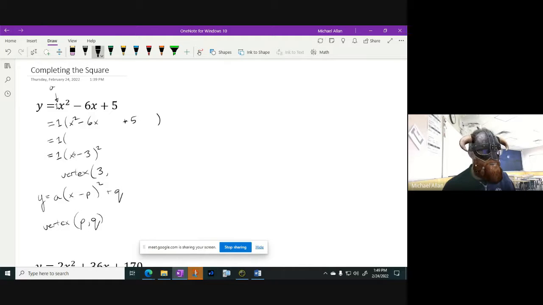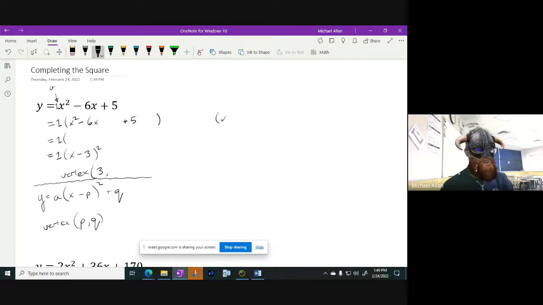All right. So I know the vertex is going to be at 3. Now we just have to figure out what this q value is. That's the more difficult one. So remember, if I were to square this out, I'll just put this on the side here.